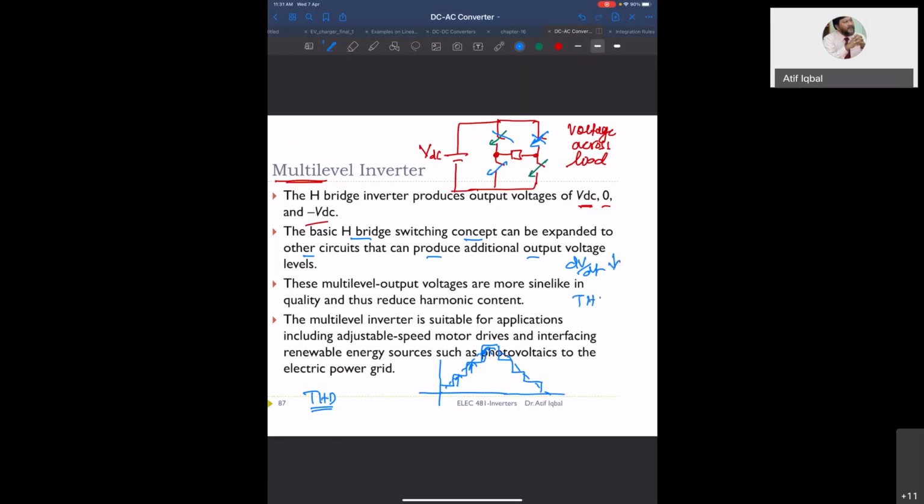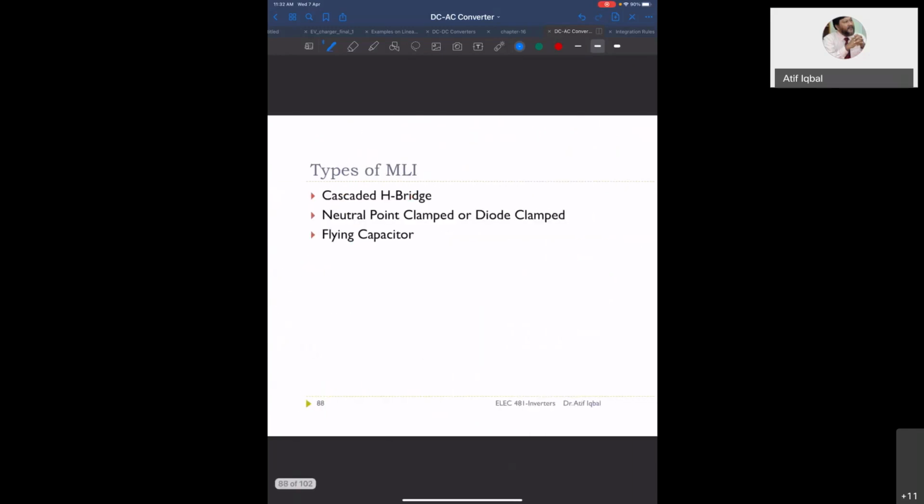Total harmonic distortion is improved in the case of multi-level inverter. Okay. So we try to use multi-level inverter. Now there are many types of multi-level inverter that we can work on. There are three fundamental types of multi-level inverter that we will discuss here, and there are thousands of variations on that, but we don't look into those. There are three different types of multi-level inverter.